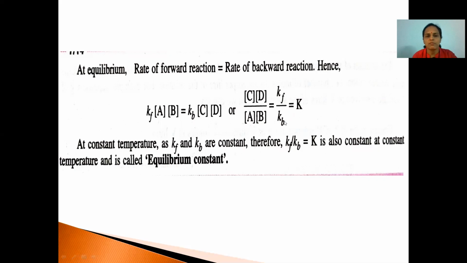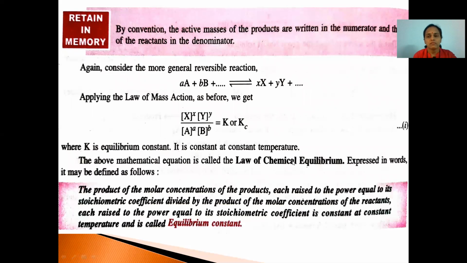At constant temperature, as Kf and Kb are constant, therefore Kf upon Kb, which is equal to K, is also constant at constant temperature and is called the equilibrium constant. Now keep in mind, by convention, the active masses of the products are written in the numerator and that of the reactants in the denominator part.